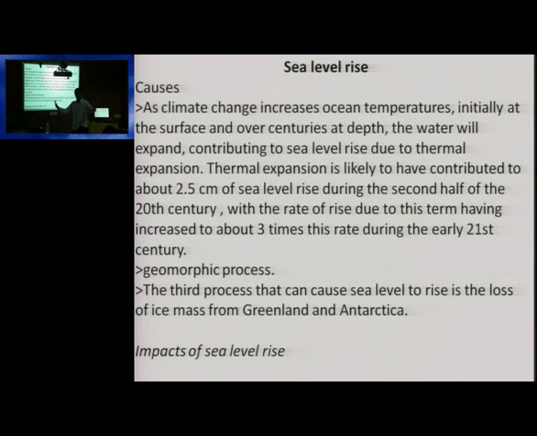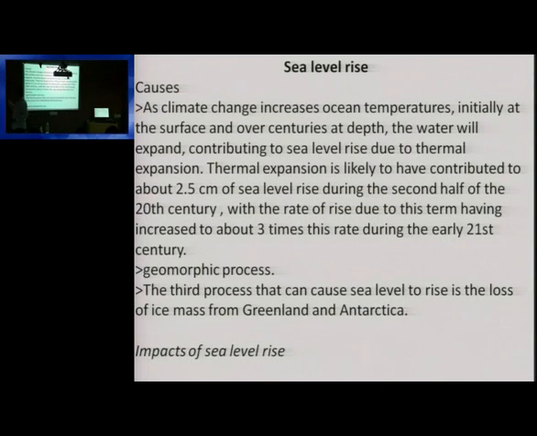Forget about all other factors, just focus your attention on global warming. Because of the warming, the water volume will automatically increase the level of the sea, and that is how sea level is increased. The second process is the geomorphic process.